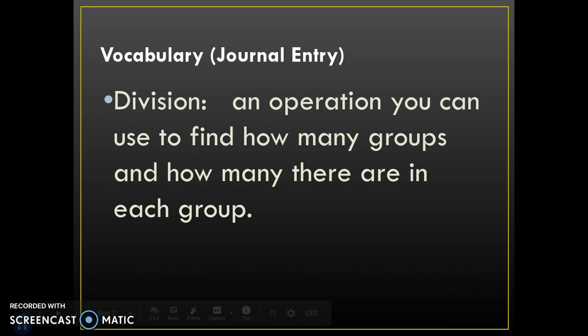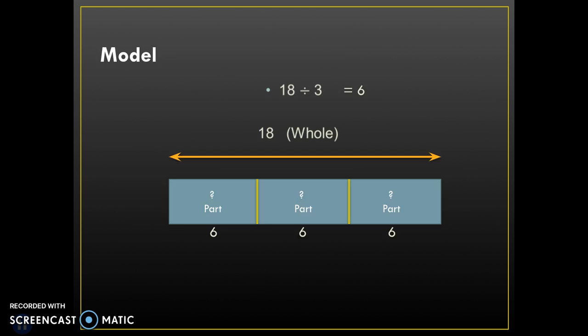So let's go over our vocabulary word again. If you did not get to write it down in your journal, please do so. Division is an operation you can use to find how many groups or how many there are in each group. So that's what we discussed when I was reading over our target for today. We're either going to be looking for how many groups there are or how many are in each group, depending on how the question is written.